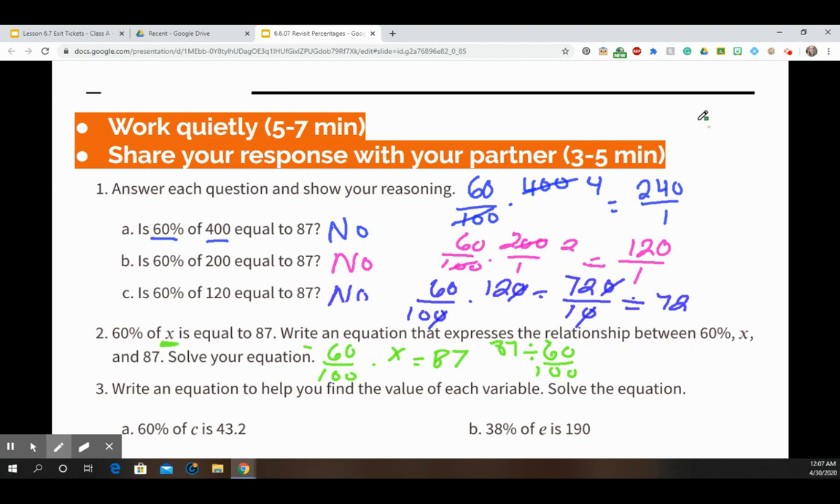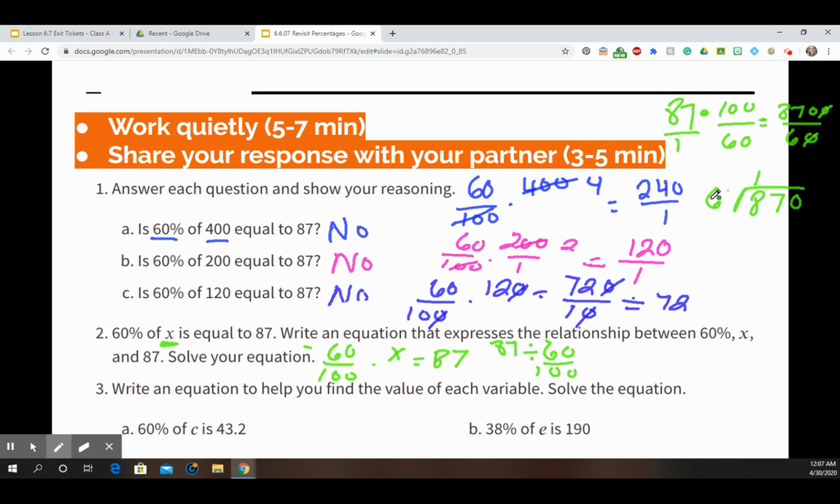I'm actually going to go over here so I have more space to solve. So 87, keep the first number the same, change the division to multiplication, and flip that to be 100 over 60. 87 times 100 is going to be divide by 60, because this is 87 over 1. I already know I can cancel a 10. 870 divided by 6.